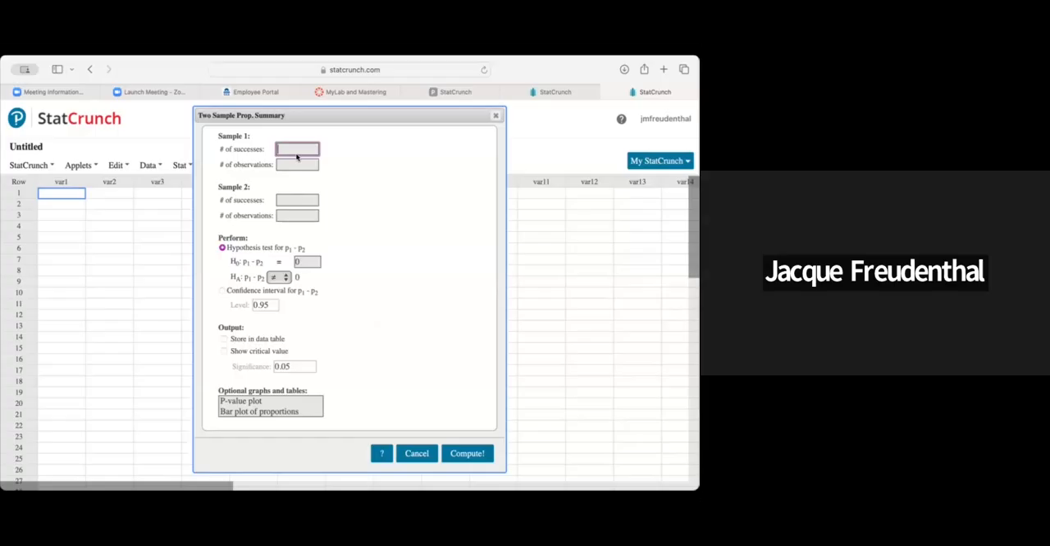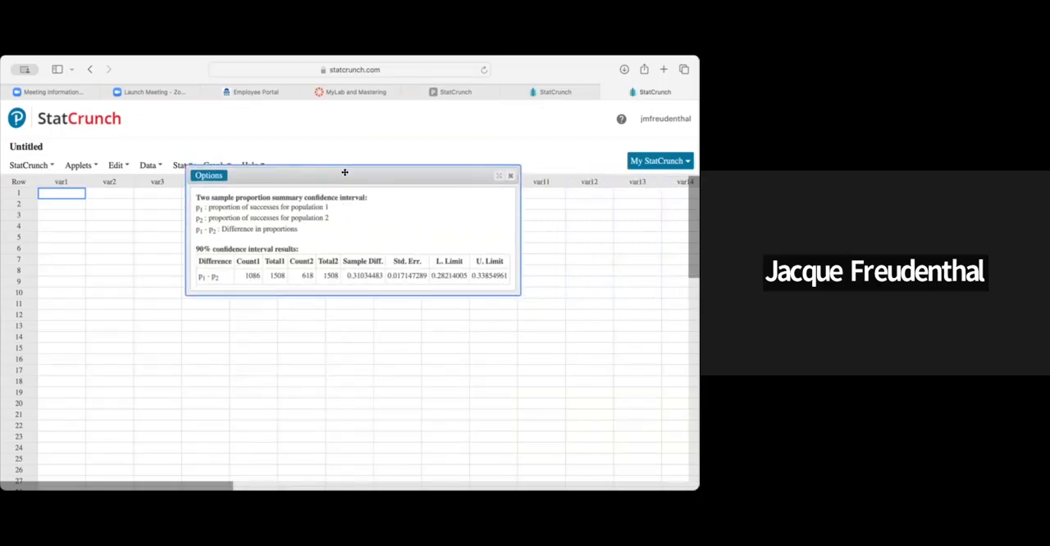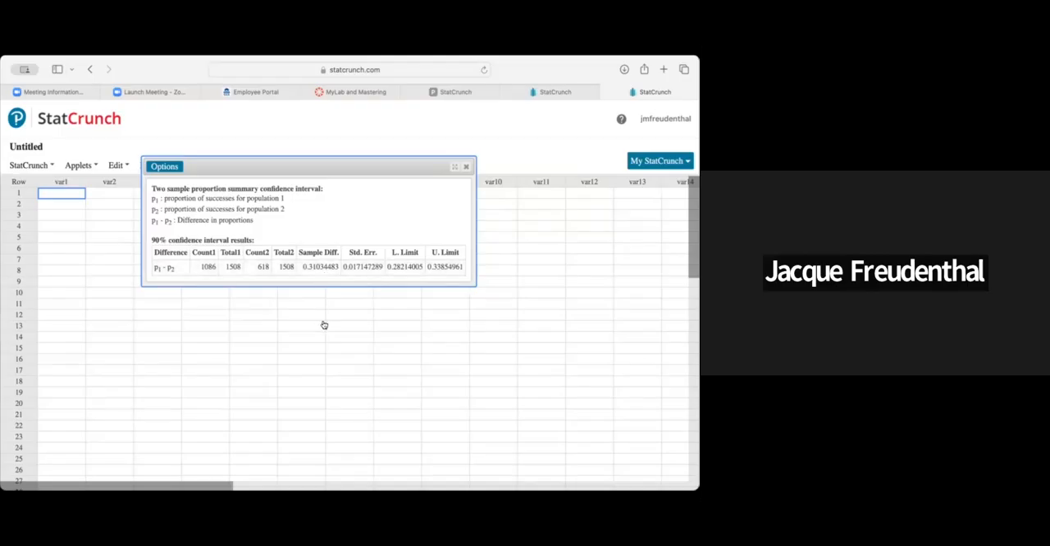Okay, so with summary, we can put in the number of successes. So we have to keep track of what sample 1 and sample 2 are. So I'm going to say sample 1 is 2003. So that's 1086. And then the number of observations was 1508. And then the number of successes for 2010 is 618. And the number of observations, 1508. Okay, so here's where we would choose hypothesis test, but we're doing a confidence interval here. And we want 90%. And that looks good. So let's go compute. And here's where we can get the output. So we can look at the lower and upper limit on the very far right. So that's where I got those values there.